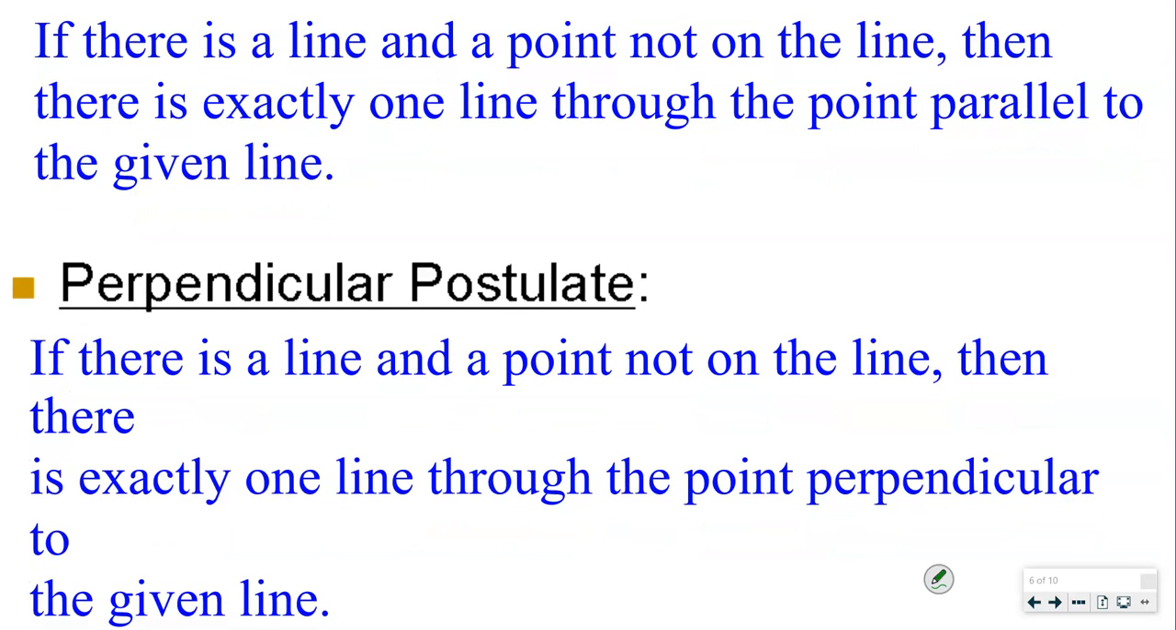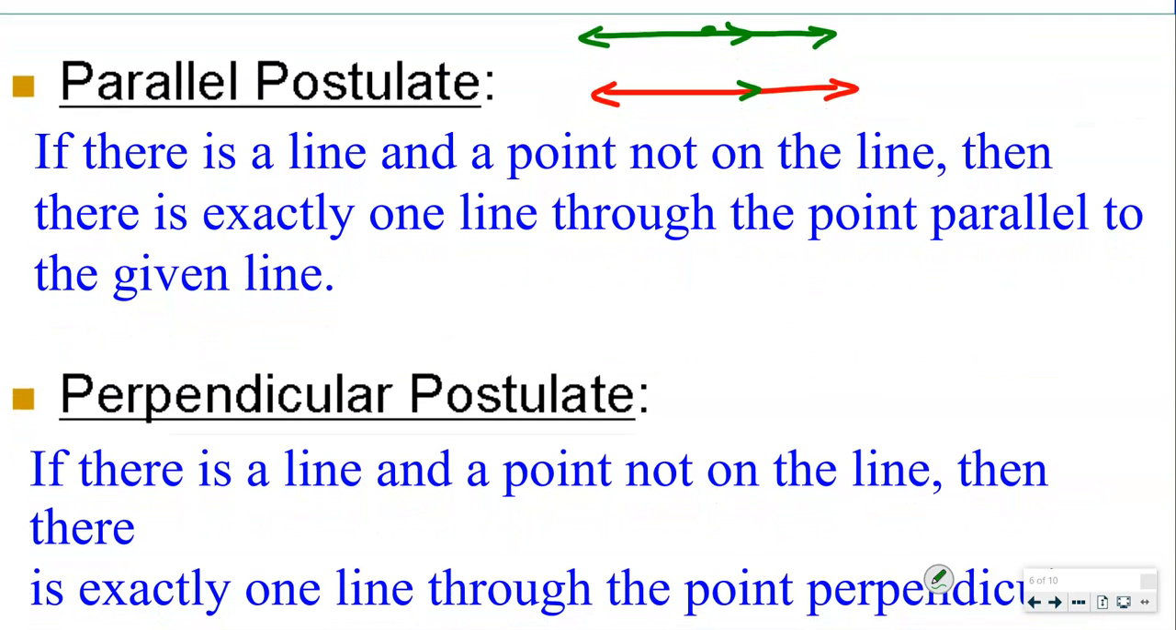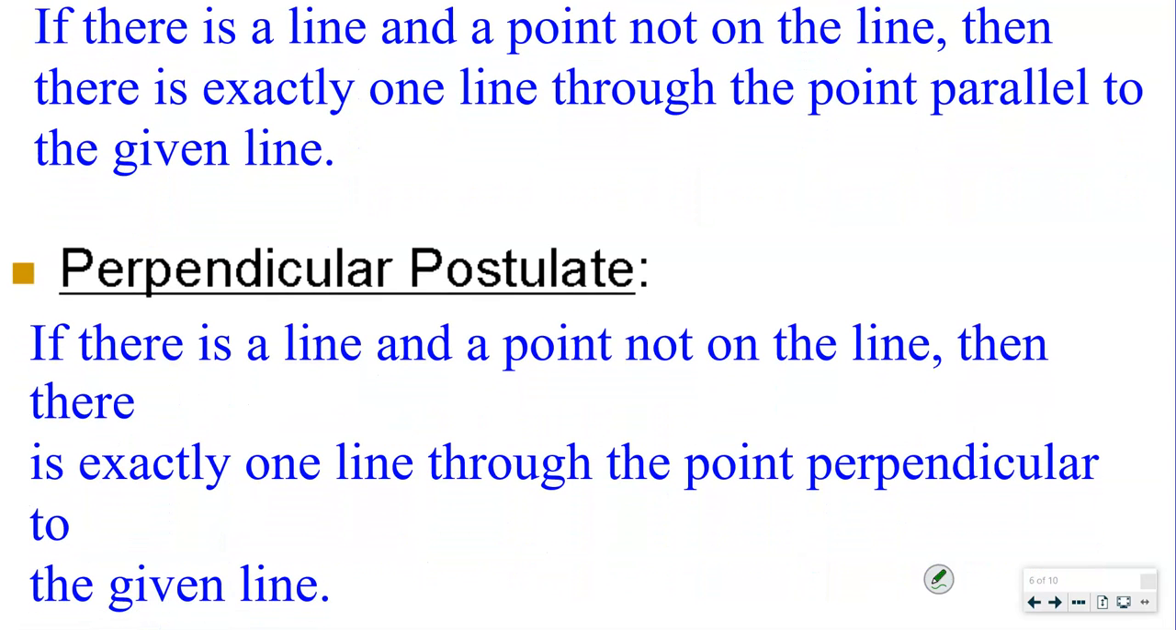And the perpendicular postulate is if there is a line and a point not on the line, then there is exactly one line through the point perpendicular to the given line. So again, if we have our line and a point not on the line, there's exactly one line that can go through that point that is going to be perpendicular to the green line. Only one line can go through that point to be perpendicular to the green line.